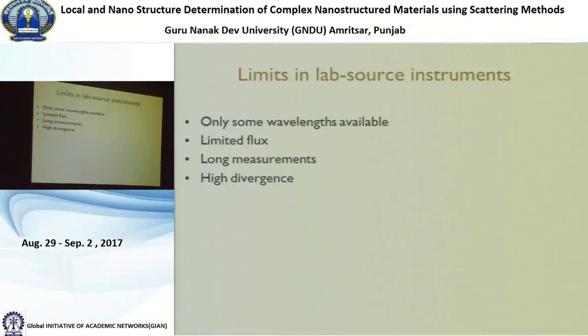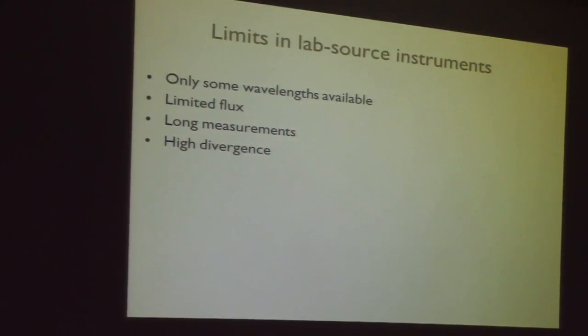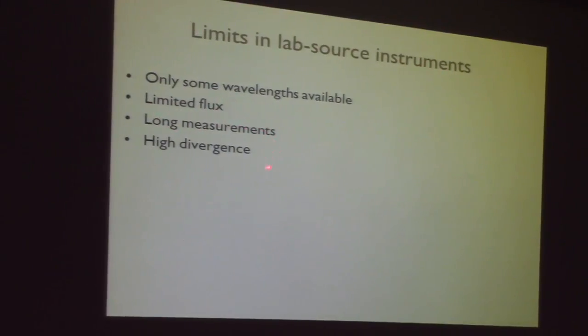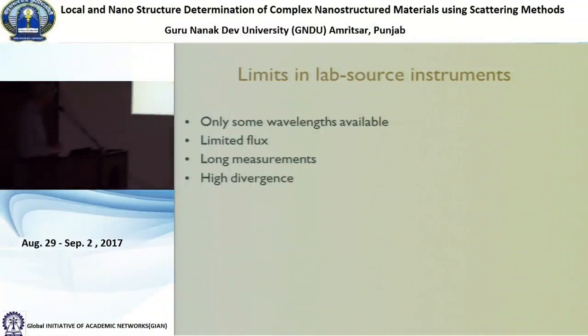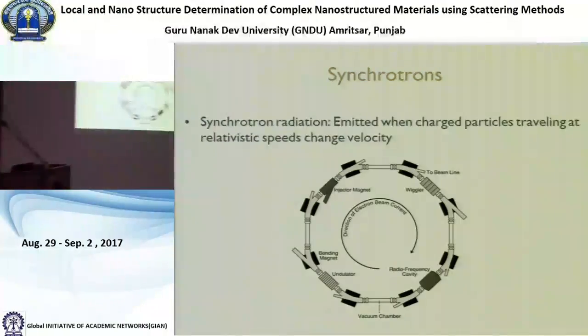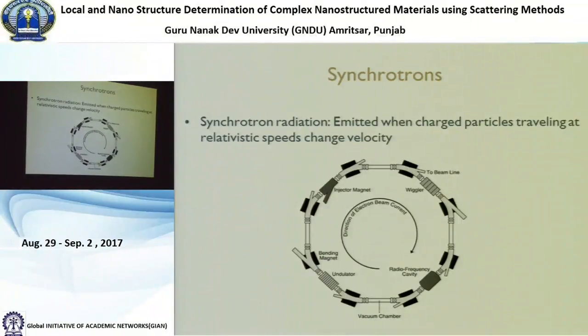So the benefit of the lab source is that you have it locally available, and you can always use it. The limits are that you can't tune wavelength. That's not a huge limit if you have a good wavelength. But low flux, long measurements. The beam is highly divergent, which is not necessarily a problem, but it's just adding to the low flux that you're getting. So the experiments are slow, basically. So if you have access to a synchrotron, you want to use a synchrotron.